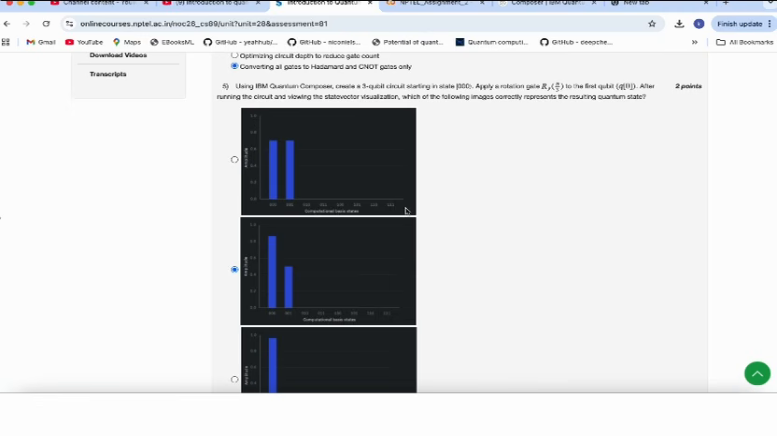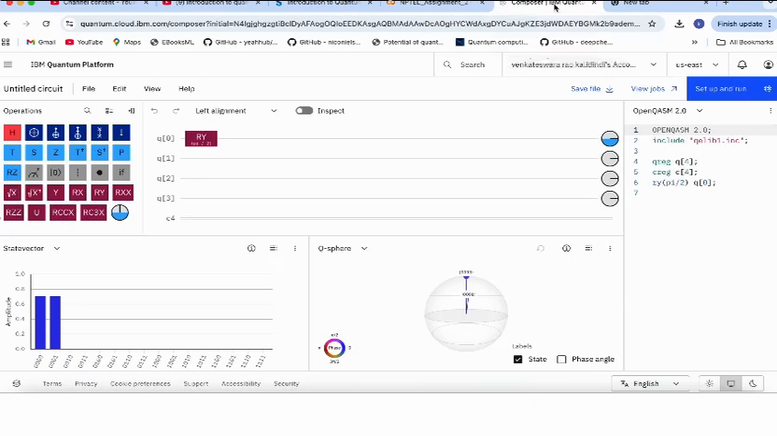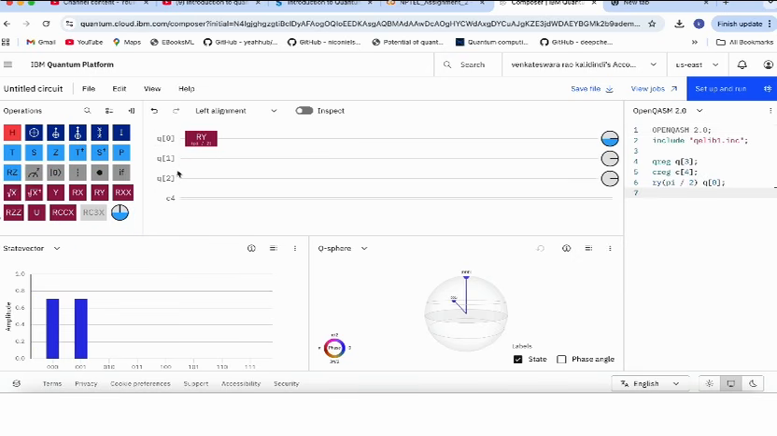What they ask is: using IBM Quantum Composer, create a 3-qubit circuit starting in state 000, and apply a rotation gate RY of pi by 3 to the first qubit, qubit 0. So let us see what happens. Here we are going to take 3 qubits, so I am deleting this one. Now we have q0, q1 and q2. Right, now we have taken the RY gate.